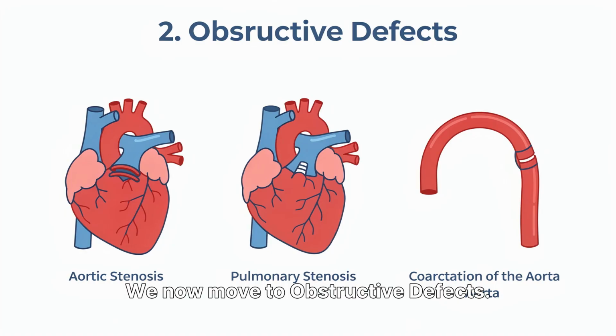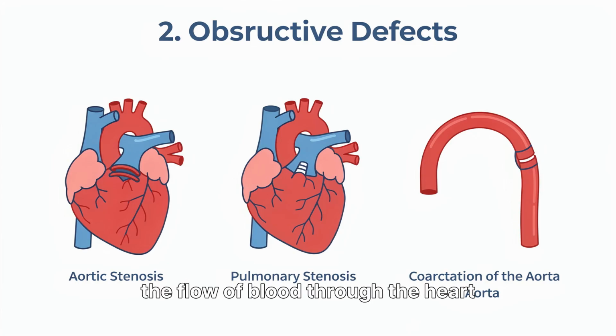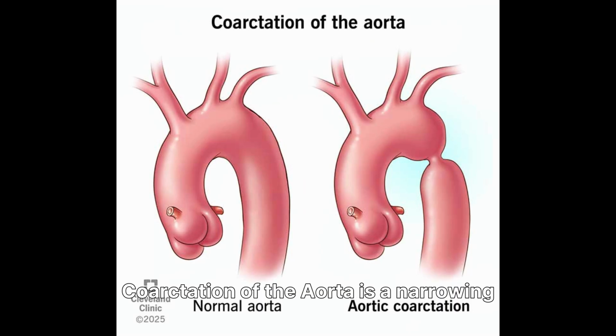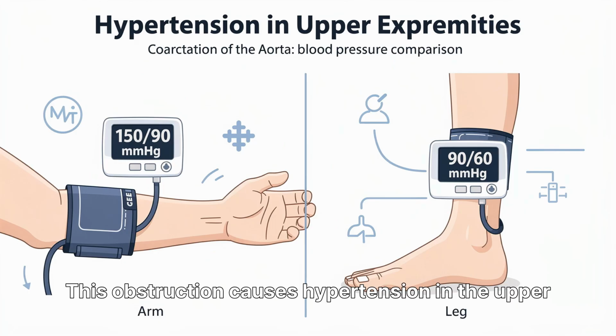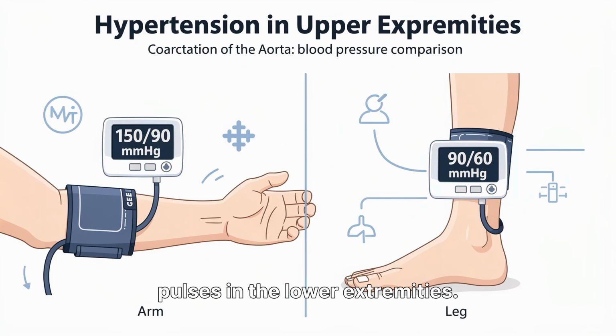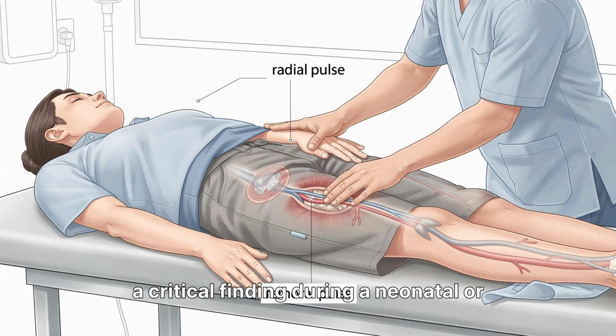We now move to obstructive defects. These conditions involve physical narrowing that restricts the flow of blood through the heart or great vessels. Coarctation of the aorta is a narrowing of the aorta, typically located distal to the origin of the left subclavian artery. This obstruction causes hypertension in the upper extremities while resulting in weak or delayed pulses in the lower extremities. Clinically, this is identified as radiofemoral delay, a critical finding during a neonatal or pediatric physical exam.